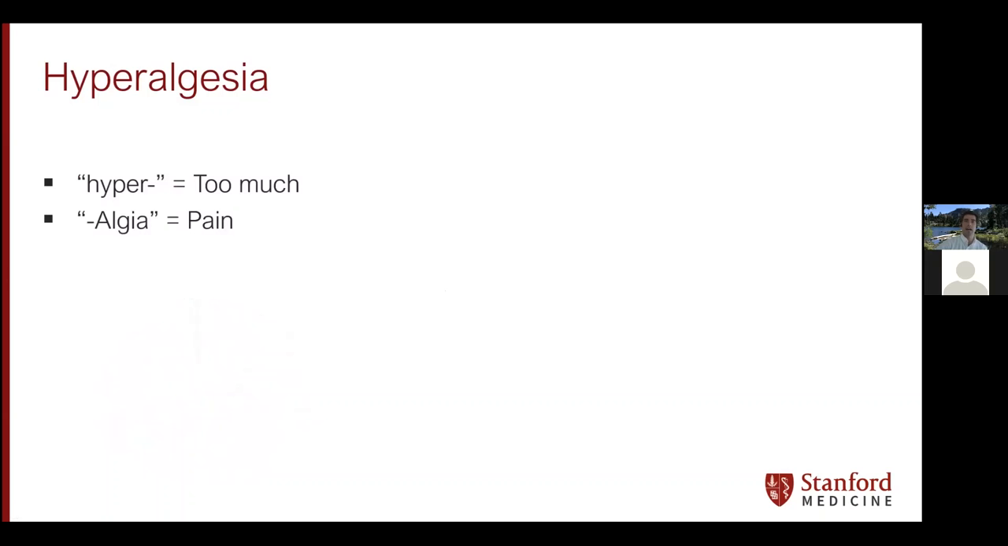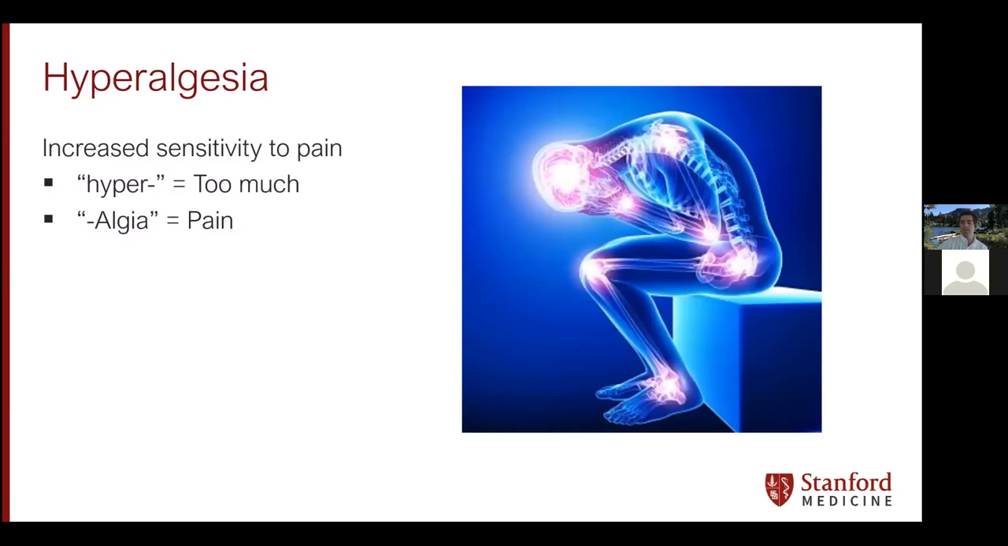Next up, we have hyperalgesia. Yeah, no, that was absolutely excellent. So hyper is too much. Alge is pain. And then I saw a question about the esia. Esia generally refers to a syndrome. So I would call this a syndrome of increased sensitivity to pain. And what you'll often see is very point tenderness. There are a lot of conditions that can cause this.